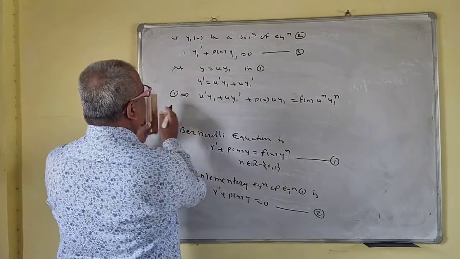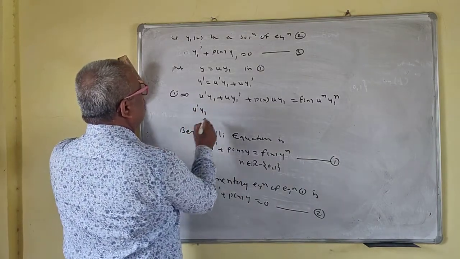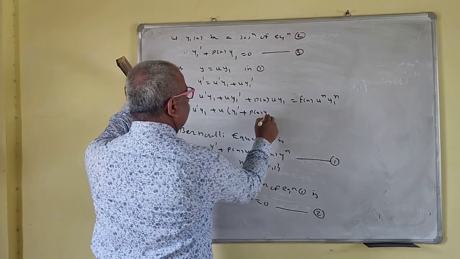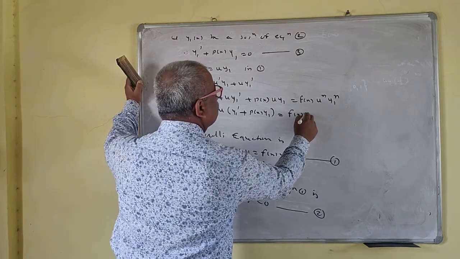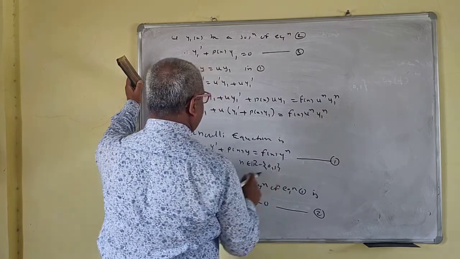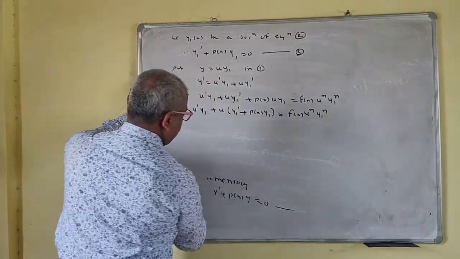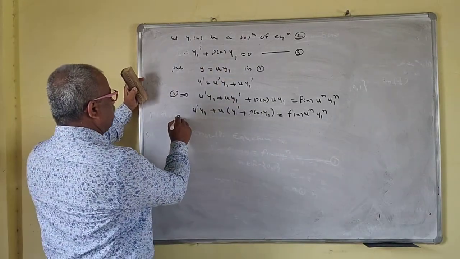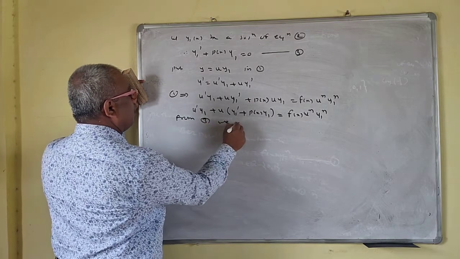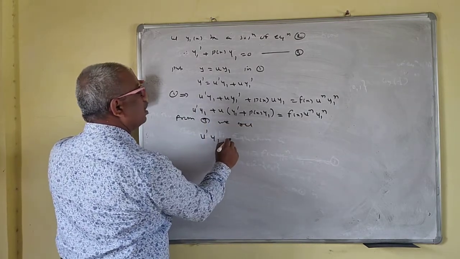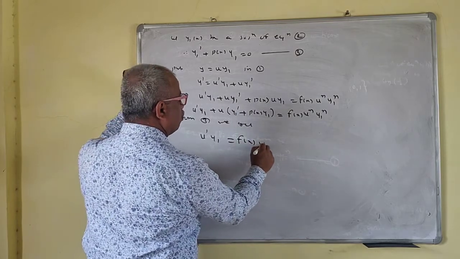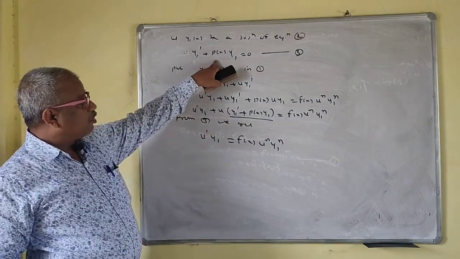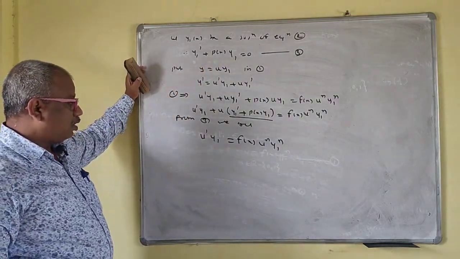So we'll do this: u prime y1, plus we will take u common. So this is y1 prime plus p of x y1, equal to f of x u raised to n y1 raised to n. Now what is this? This is y1 prime plus p of x y1. So from 3 we get u prime y1 is equal to f of x u raised to n y1 raised to n, since this value y1 prime plus p of x y1 is 0.